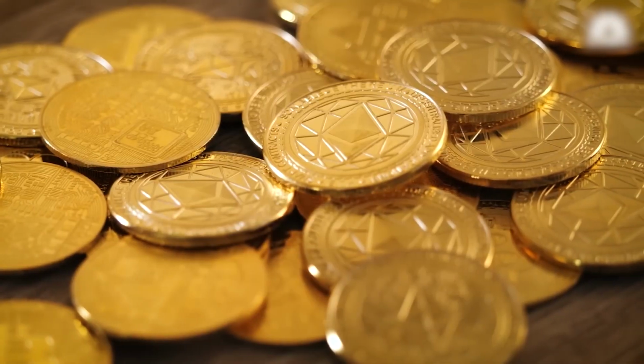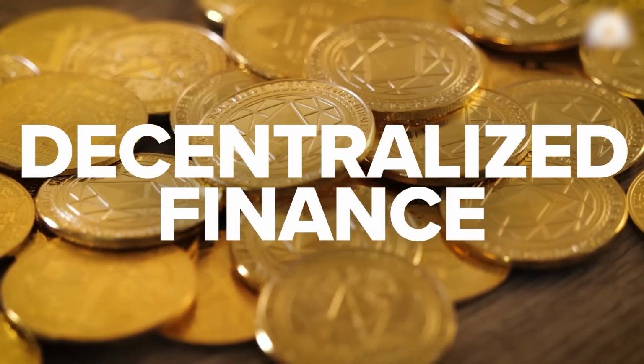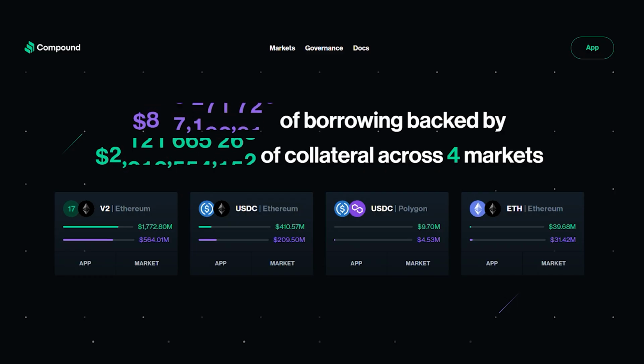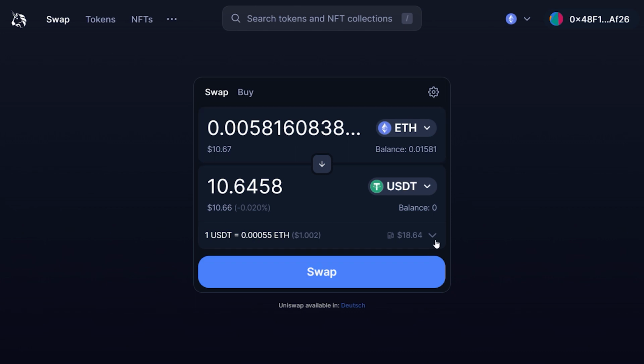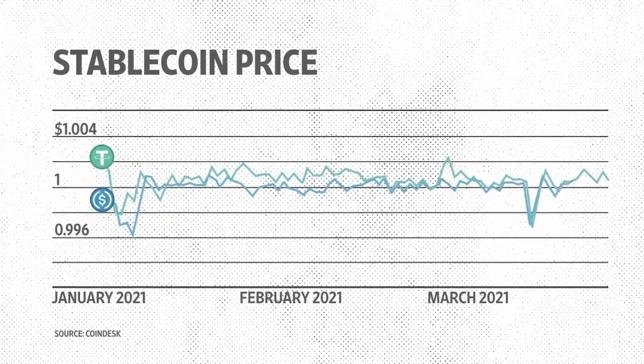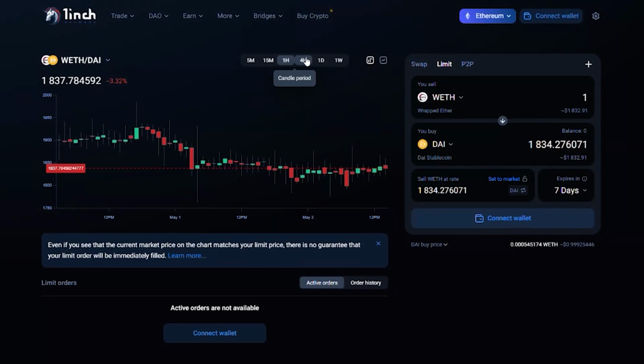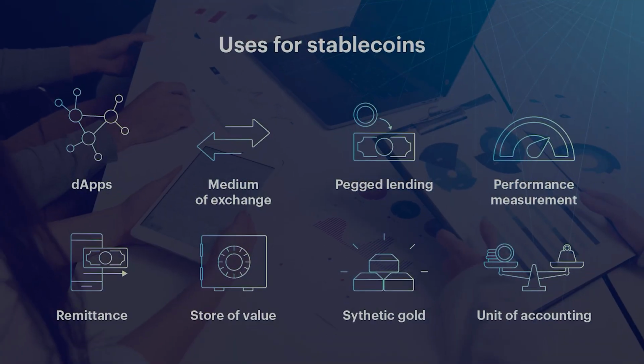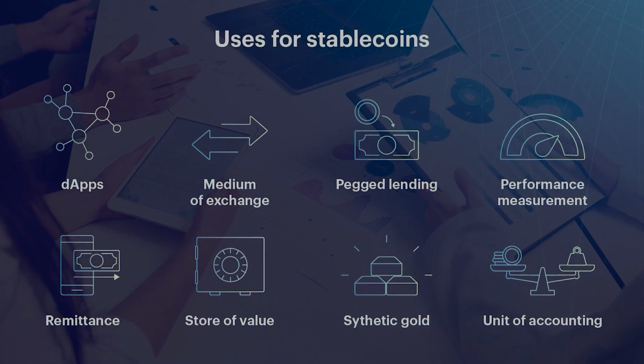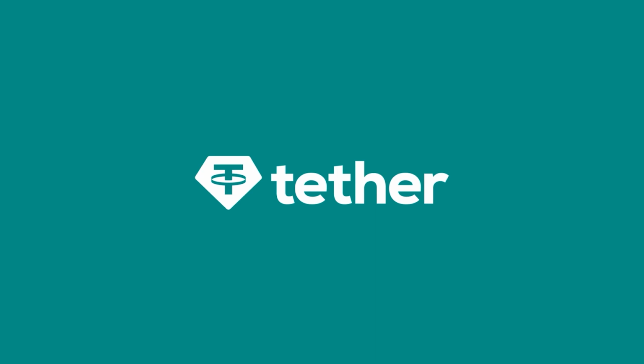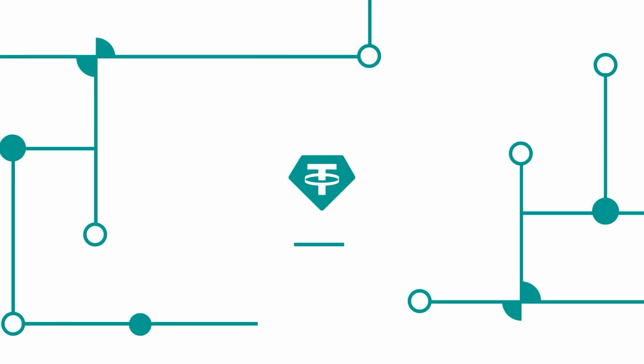They also play a crucial role in decentralized finance, supporting lending, borrowing, and other financial services. In summary, stablecoins ensure stability and usability in the crypto ecosystem, addressing volatility concerns and enabling a wide range of use cases. Now let's explore Tether, a prominent and controversial stablecoin.